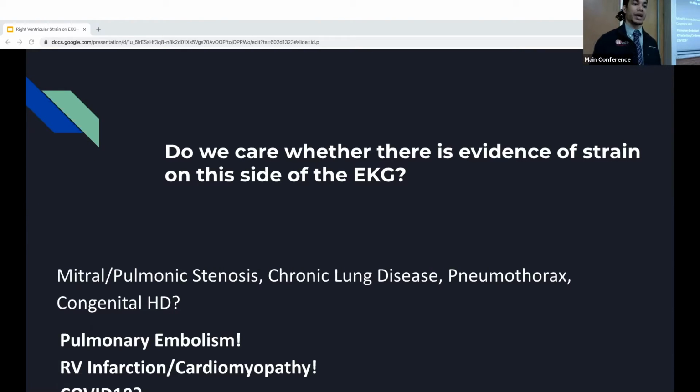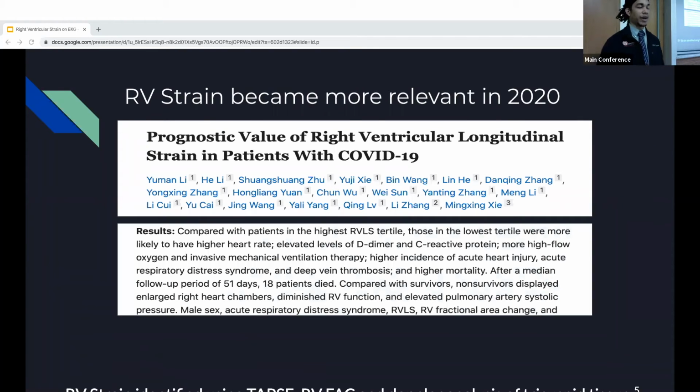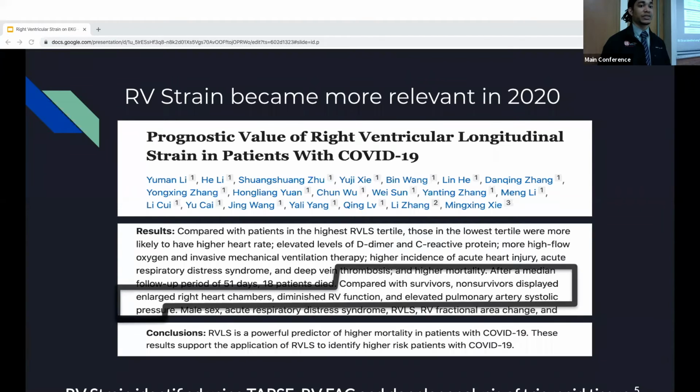Right ventricular cardiomyopathy, and then in COVID, I think right ventricular strain is an important thing to think about. In 2020, there was a study in the Journal of the American College of Cardiology looking at right ventricular strain and its value as a prognosticator for early mortality and poor outcomes. It was a small study of about 50 patients with right ventricular strain on ultrasound, looking at whether that correlated with poor outcomes in those admitted for COVID with hypoxia. There were higher incidences of acute heart injury and respiratory distress, and when they compared survivors to non-survivors, the non-survivors had enlarged right chambers, diminished RV function, and elevated pulmonary arterial pressure. But they were assessing using ultrasound.